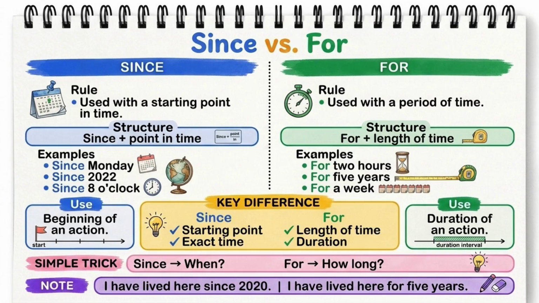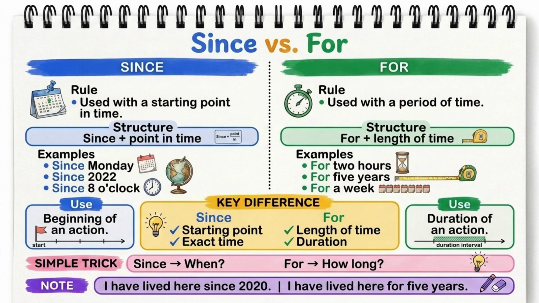Now, let's look at for. We use for to talk about the length of time. It answers the question, how long? The structure is for plus period of time. For example, for 2 hours, for 5 years, for a week.